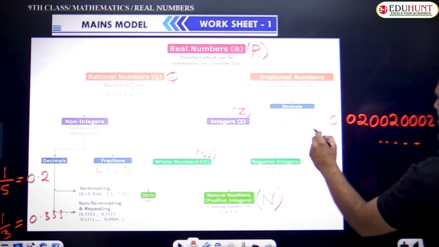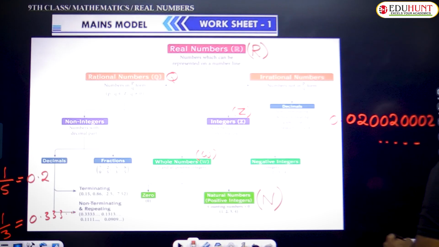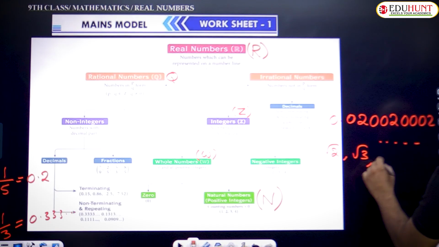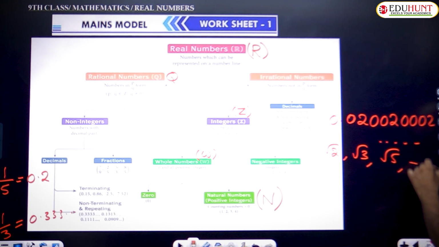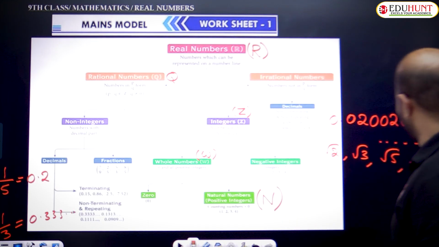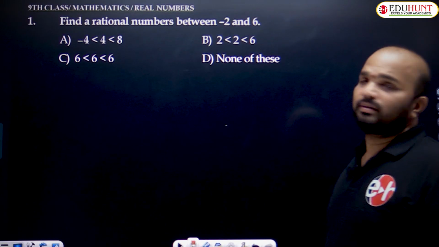And the value of pi is also an irrational number, and root 2 is also an irrational number, root 3 is also irrational, root 5 is also irrational, minus root 6 is also irrational. Am I clear? So these are called irrational numbers. This is very important, and rational numbers are also very important. So let's go to question number 1.